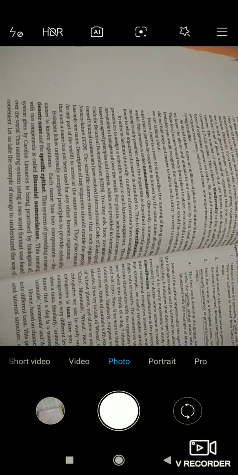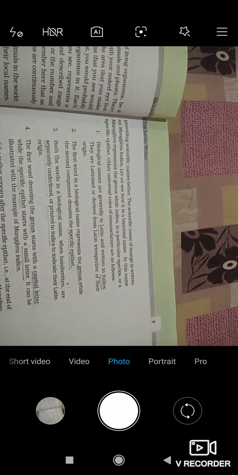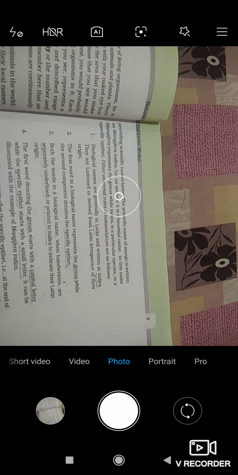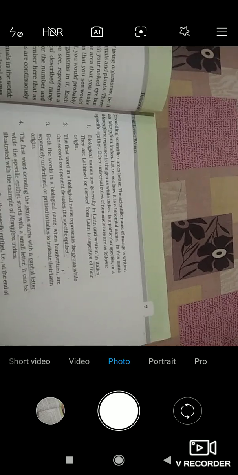Okay, so let's see the next statement, what it is telling. Let us take the example of mango to understand the way of providing scientific names better. So what happened, guys? Here they have taken the name of a fruit, mango, and with this name they have explained this criteria. So let's see what they are telling. The scientific name of mango is written as Mangifera indica.